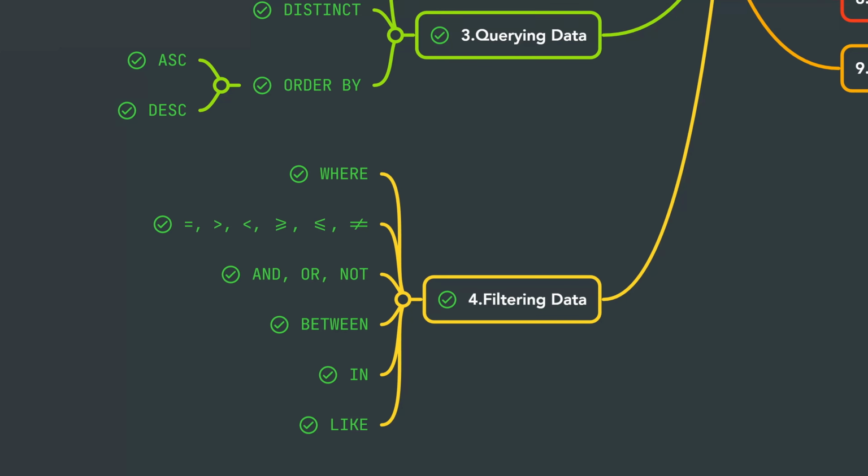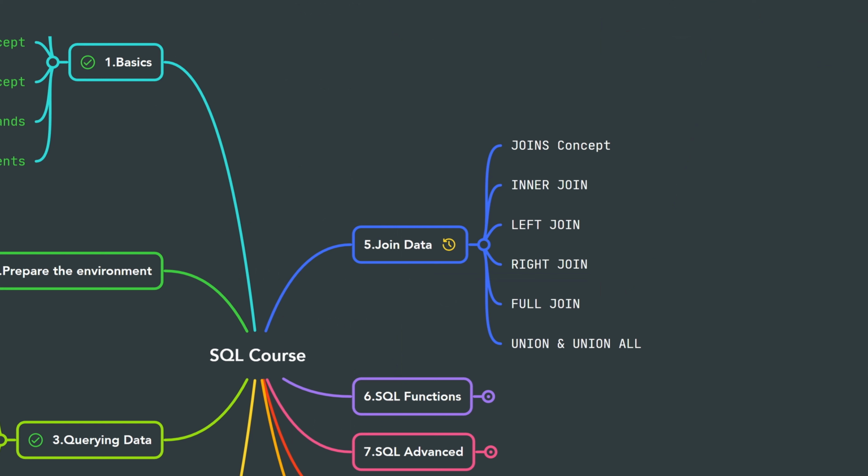Alright, so that's all for this chapter. We have learned how to filter our data using the WHERE clause and many important operators. In the next chapter, we're gonna step up the level where we're gonna learn how to combine our SQL tables using joins and union.